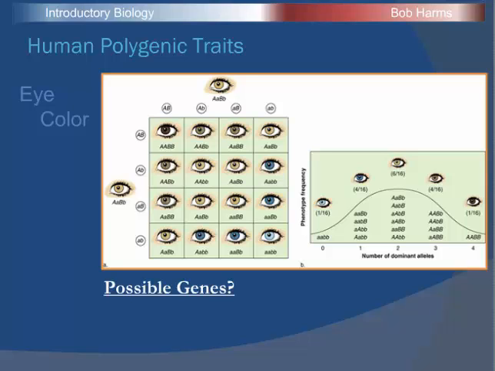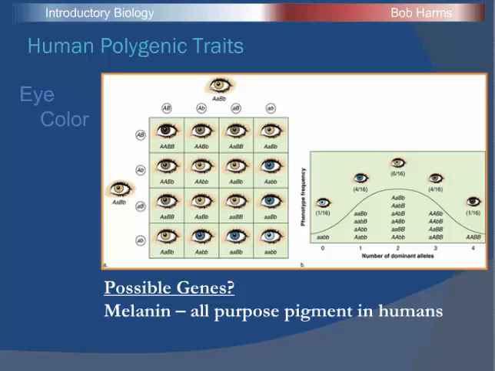The reality here is there probably are at least 3 genes with eye color. The color in your eye is determined by a pigment called melanin. And melanin is a brown pigment. It's kind of all-purpose in humans. More melanin in your skin makes your skin darker. More melanin in your hair makes your hair darker. If you put melanin in little circles, that makes freckles. More melanin in the iris of your eye makes your eye darker.